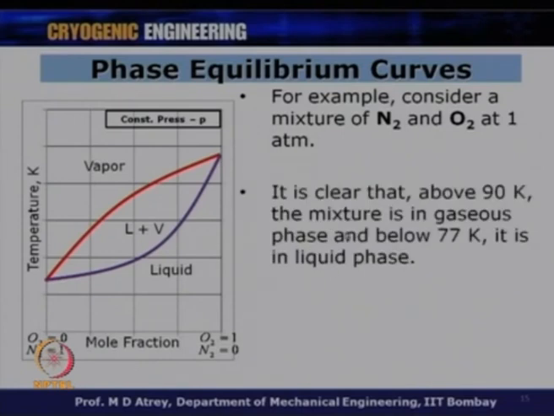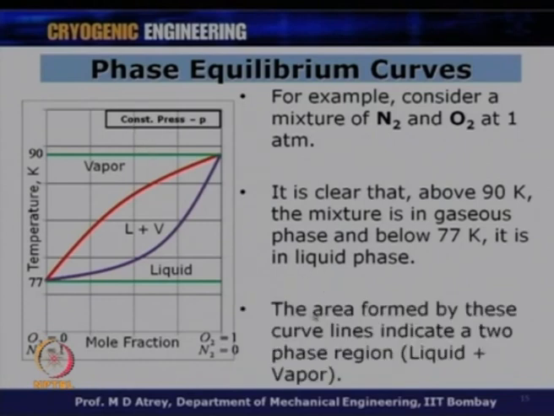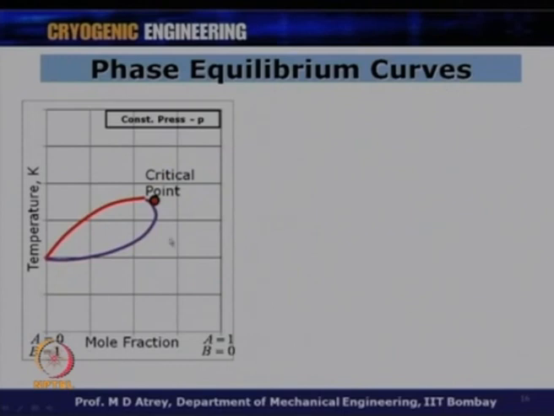It is clear that above 90 Kelvin the mixture is in gaseous phase, and below 77 Kelvin it is going to be liquid phase. So, this is 90 Kelvin, this is 77 Kelvin; below 77 Kelvin the mixture is going to be completely in liquid phase, and above 90 Kelvin it is going to be in gaseous phase. The area formed by these two curves indicates the two phase region. So, this area is going to be the two phase region, which is liquid plus vapor. Below is liquid, top is gas, and in between you have liquid plus vapor.